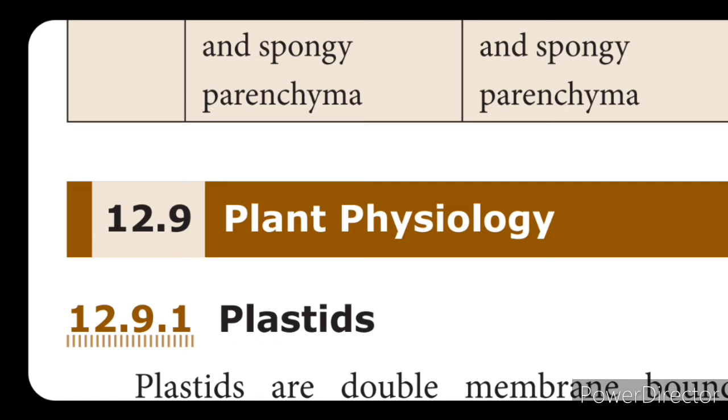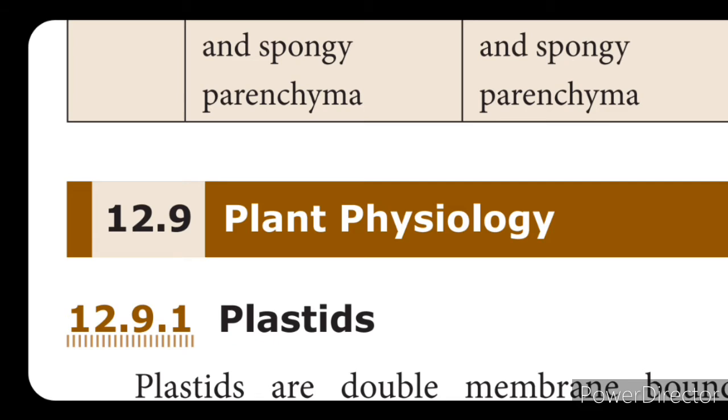So the organelles found in plants and in some algae that are double membrane bounded are called plastids, and the function of the plastid is the preparation and storage of food. And when we talk about the types of plastids, there are three plastids.